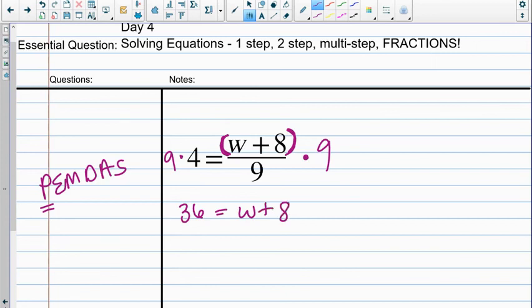At this point, it's kind of like I start over. I did multiply and divide, I got an equation, now I look again. What should I do first? I should subtract 8 from both sides. And I typed this in my calculator, w equals 28. So there are some examples for solving equations today.